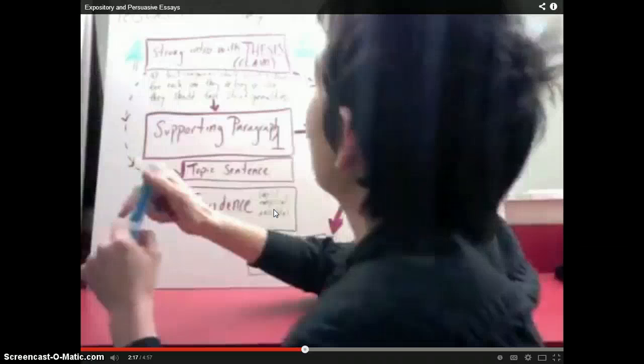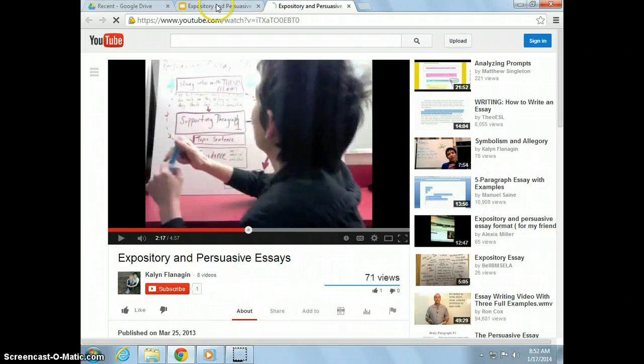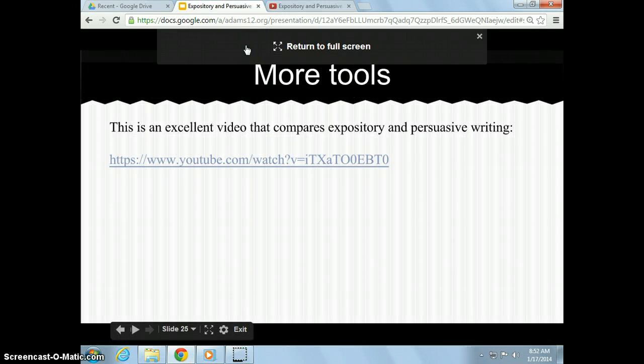But I hope you walk away from this lesson really understanding the difference and similarities between expository and persuasive writing, and the different kinds of real-world examples and how to organize your writing.